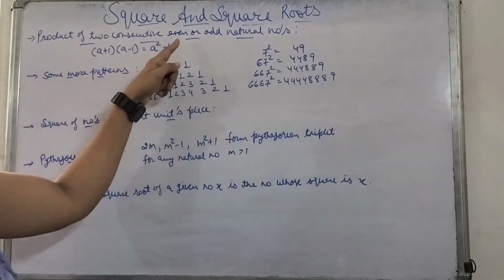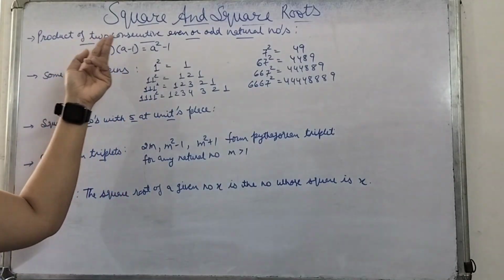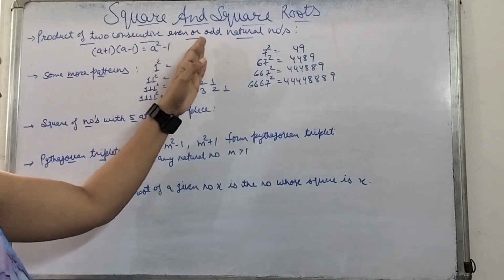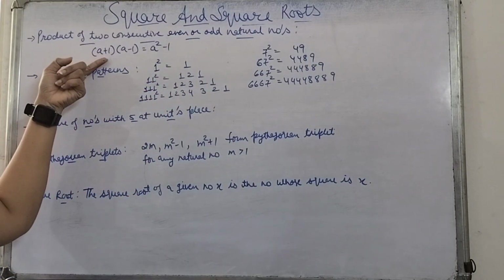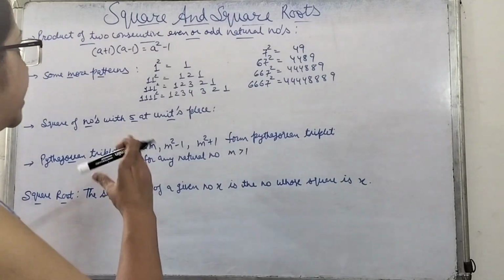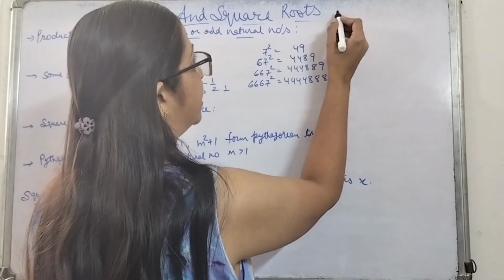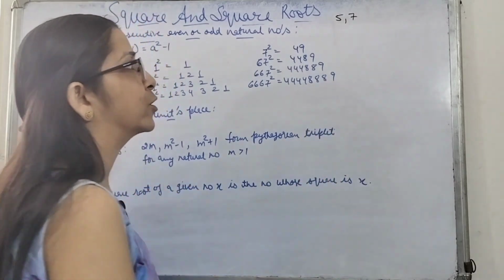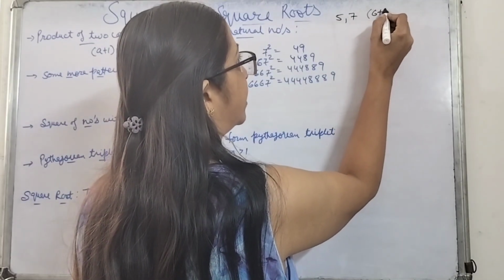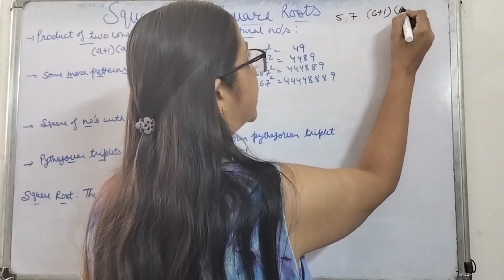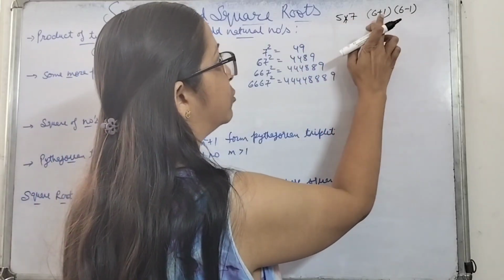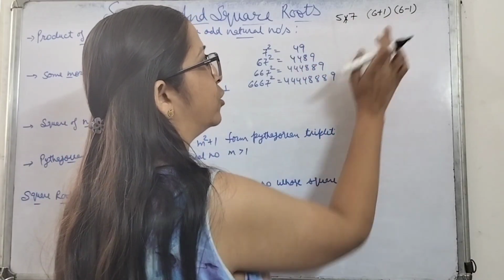Product of two consecutive even or odd natural numbers. If we have two consecutive even numbers or two consecutive odd numbers, then the product of these two numbers will be given by (a plus 1) multiplied by (a minus 1), which is a square minus 1. Let's understand it. Suppose the numbers are 5 and 7. These two are consecutive odd numbers. Now 7 could be written as 6 plus 1 and 5 could be written as 6 minus 1.